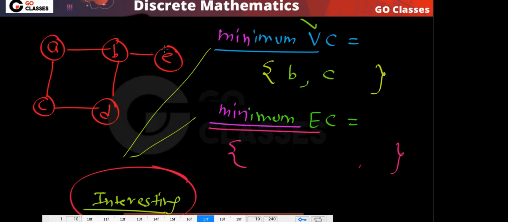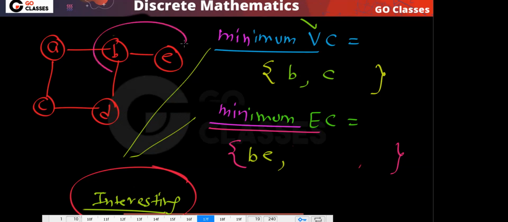I want to cover all the vertices by edges. What is mandatory? This BE edge is mandatory, yes or no? This edge we have to take, because to cover this vertex, we definitely have to take this edge. Next, what should we do?